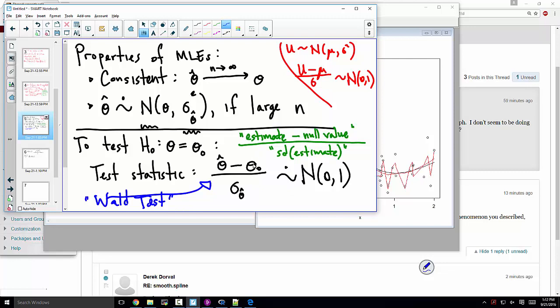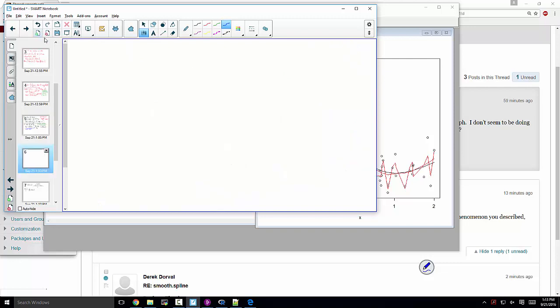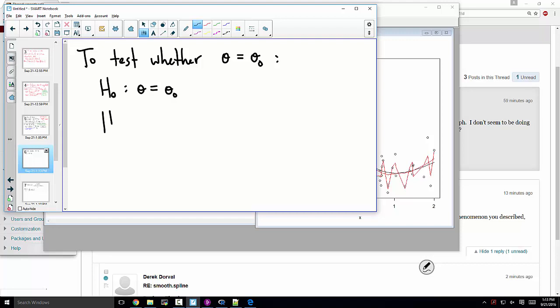Okay, so this subtracting theta 0, why are we subtracting the value of the mean under the null hypothesis, or the value of theta under the null hypothesis? The reason we do that is because of the approach to hypothesis testing. The way that we do hypothesis tests is we formulate our research question into two competing hypotheses, null and alternative, and we assume, so let me write this down, we assume that the null is true. To test whether theta equals a particular value, we formulate the null and alternative. So the null is that theta takes a particular value. You always pick a single value for the null hypothesis.